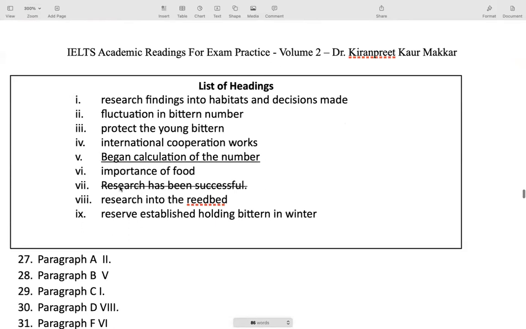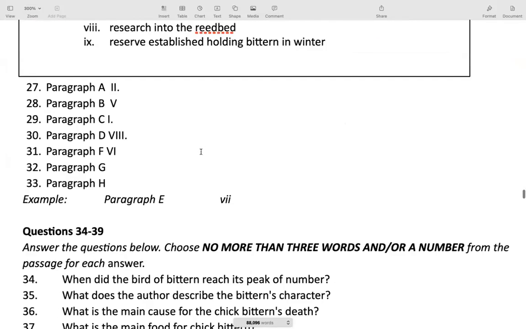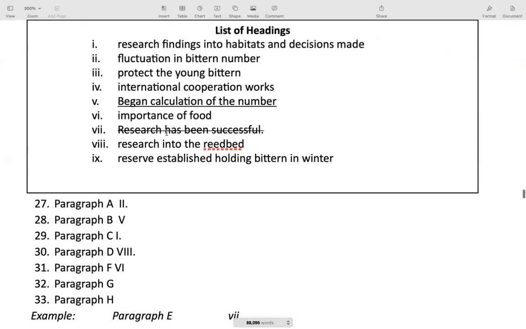The only heading that I would have written here is 7th, but 7th is already done for the E option. They've already done it for the E option. So I can't mark 7th, but the only option I could have marked among these would have been 7th. 4th makes no sense. That's given at the back. And I hope it's clear that fourth makes no sense. They're not talking about international cooperation. Is it clear? Yes, sir. Okay. Should we move forward?